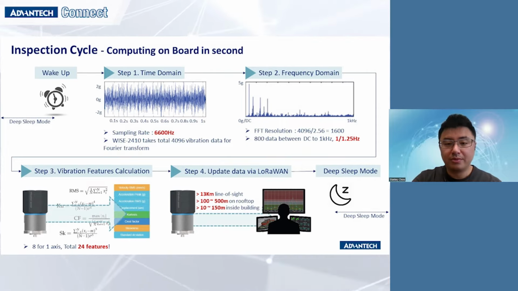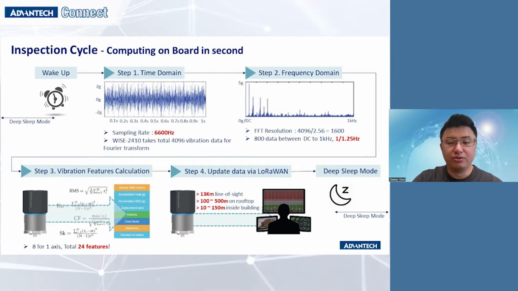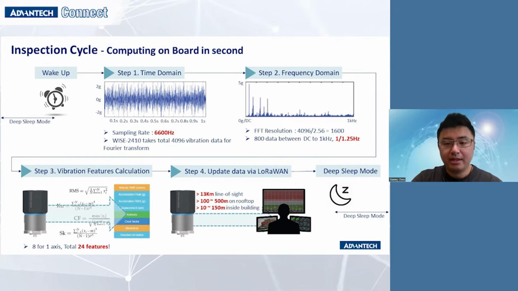So when the 2410 wakes up, it will detect 6600 vibration data points in 1 second. And WISE 2410 will use this data and convert it to frequency domain data through the Fourier transform. Now on step 2, WISE 2410 will have the frequency domain data between 0 to 1 kHz. And it will use this data to calculate specific vibration parameters like velocity root mean square, acceleration peak, displacement, crest factor, and so on. The calculation process will take only around 2 seconds.